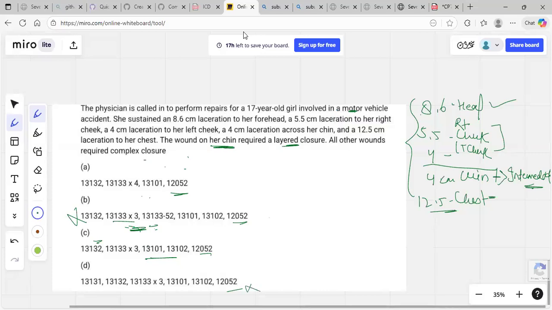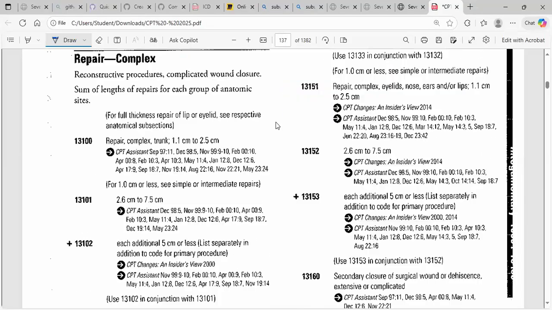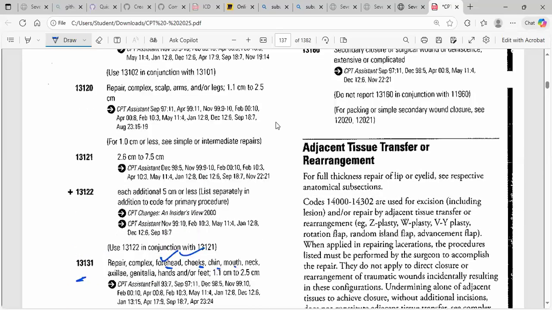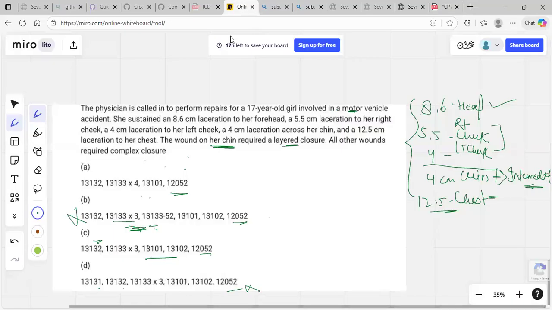We have to rule out this option also. 3, 1, 3, 1. We cannot use the lowest one. So D is ruled out. Then we have here 4 units. We cannot use 4 units also. Then we have 13101 and 02. So the answer should be C. So the answer is C. Let's see.